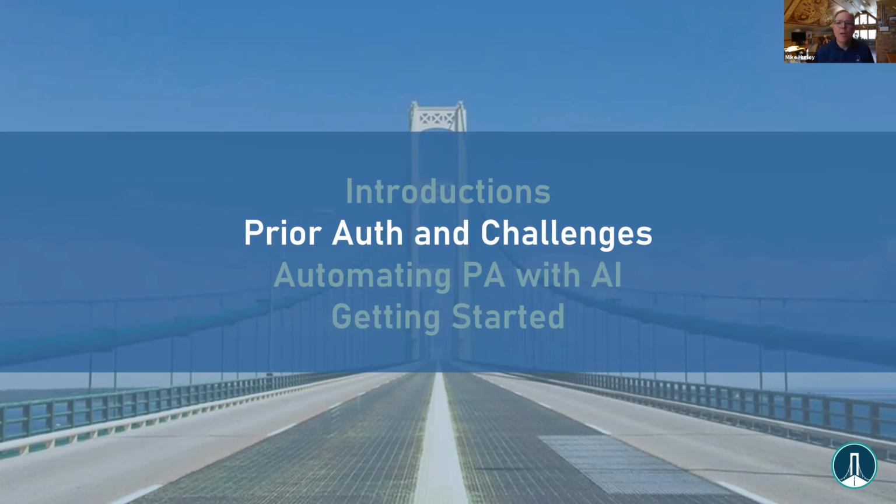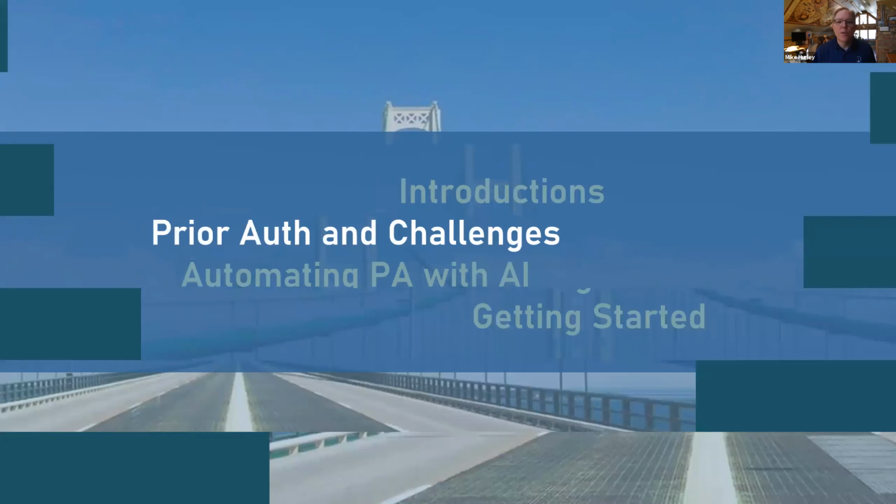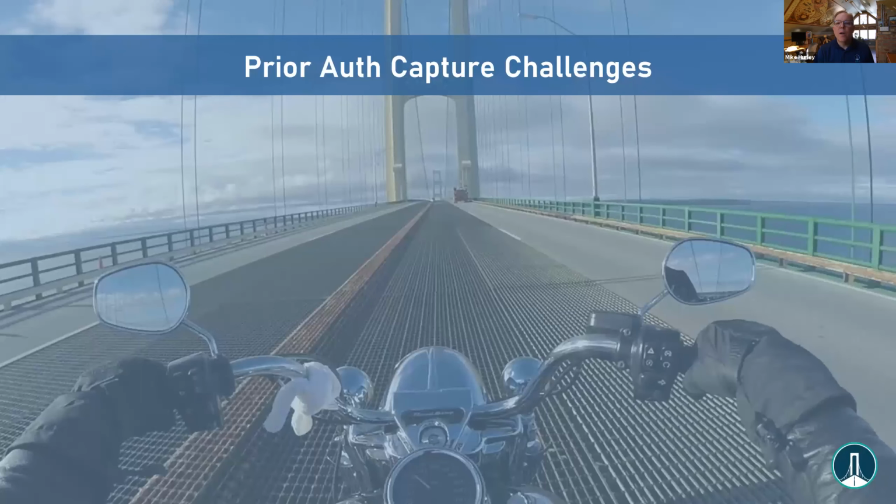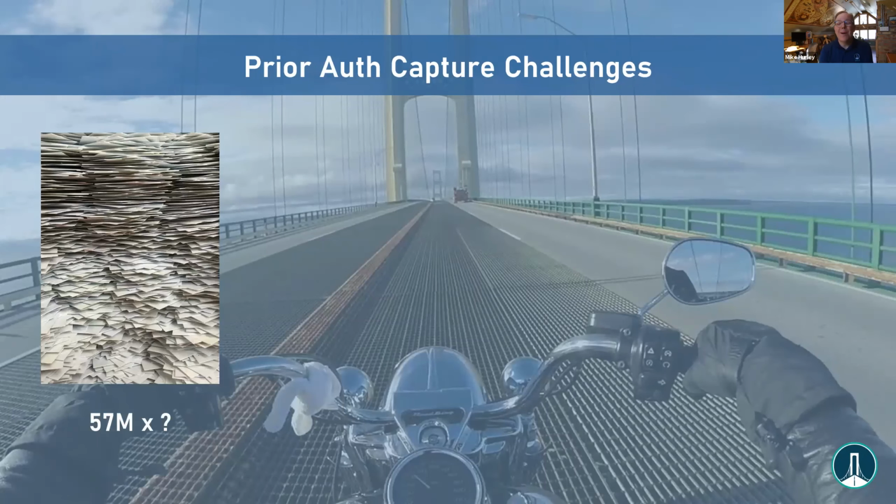Prior authorization challenges. There's no shortage of them, for sure. So let's talk about them one at a time. First of all, there's a lot of them. According to CAQH, by the way, all the information in this slide is from CAQH. They provide a yearly index where they dive into all these issues. 57 million prior auths are sent manually each year, and a small fraction beyond that are sent electronically.